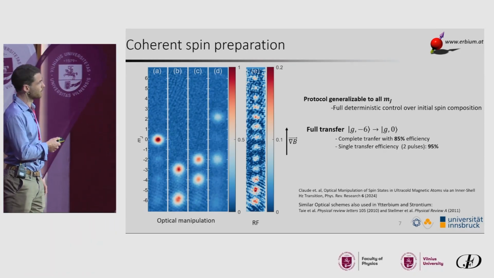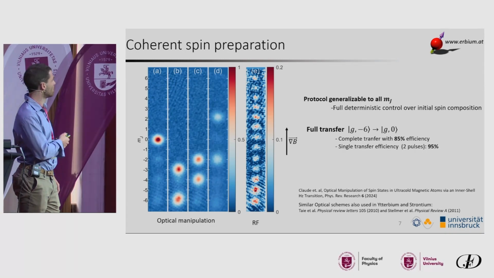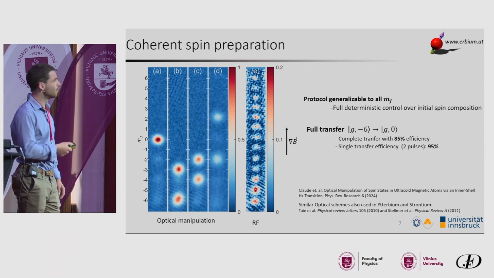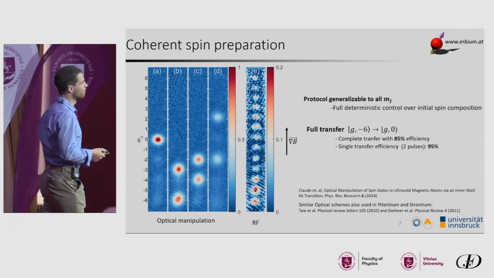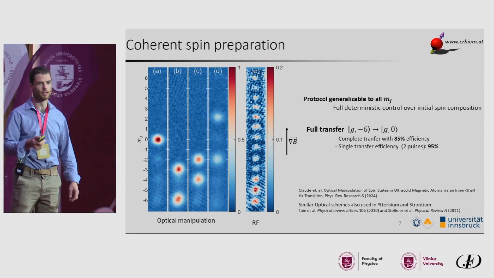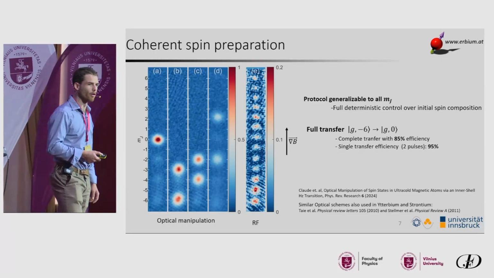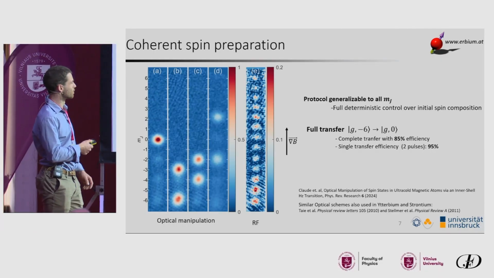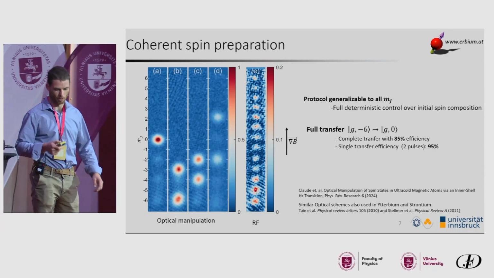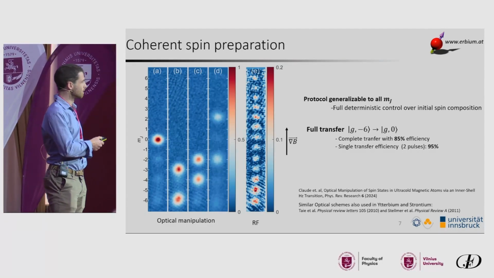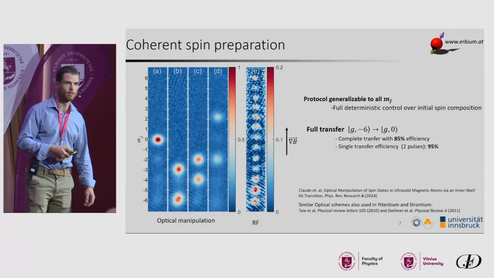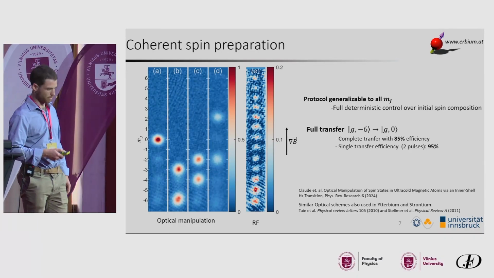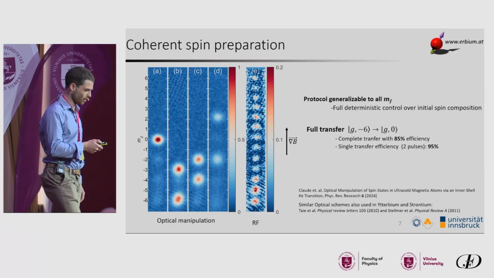The full transfer, typically to go from -6 to 0, is around 85 percent efficiency, which is not very great if you talk to someone that does quantum computations. But for us, let's say, to study just interactions between spin is more than enough. So this work was published in PRR in 2024. There's a bit more going on, but let me jump directly to the second part of the talk.